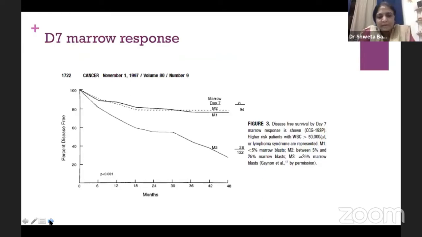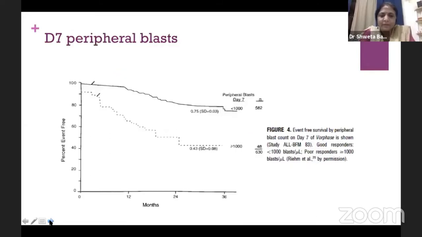Similarly, day 7 marrow also is predictive. Those patients who had M1 or M2 marrow on day 7 do better as compared to M3 marrow, who really do worse and have a poor prognosis. Another important feature which was seen was day 7 peripheral blast. So instead of looking into the marrow, they started looking at the peripheral blast in the blood.